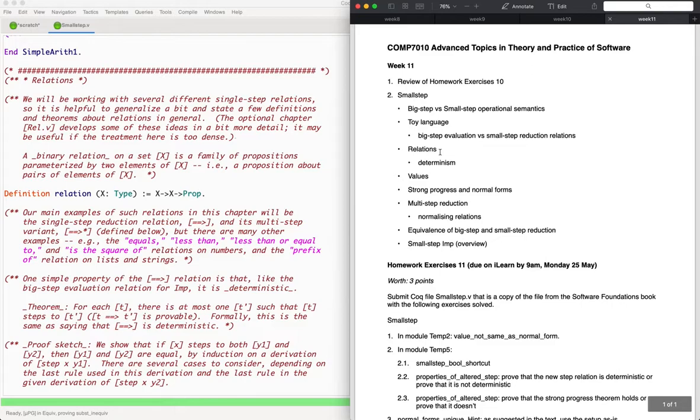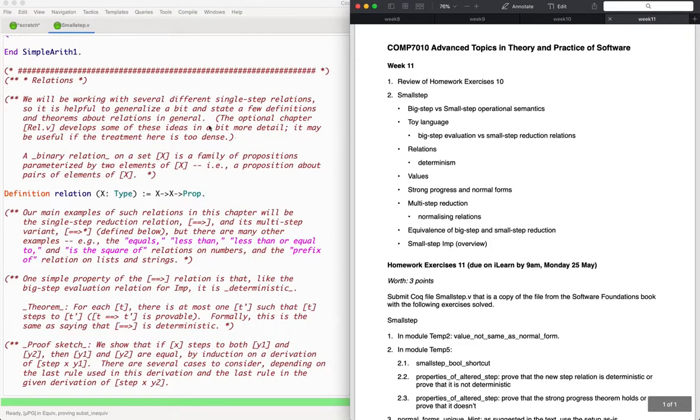In the next part of this lecture, we're just going to briefly consider relations in a more general sense than any particular relation for some language, just to build a bit of machinery that we're going to use as we go along in this section.